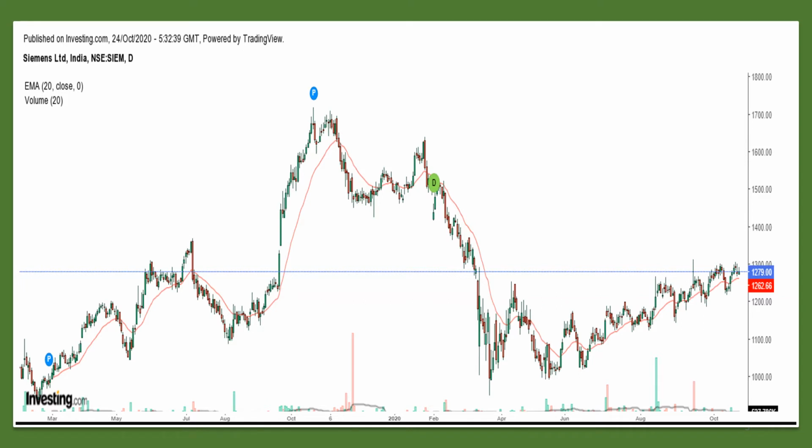A close relationship between price and 20 EMA is quite evident here. On every rise, price is leading the 20 EMA, and in a fall, price is clinging on to 20 EMA. In a sense, the movement of 20 EMA is representative of this stock.